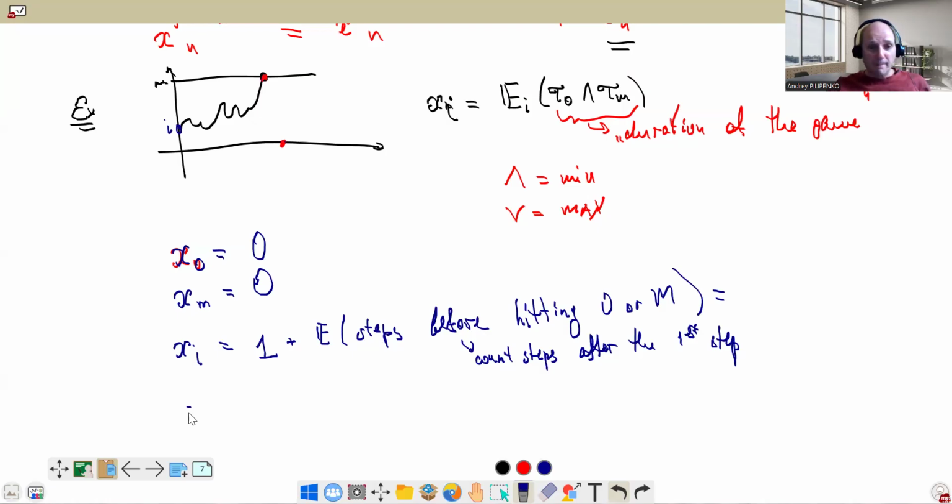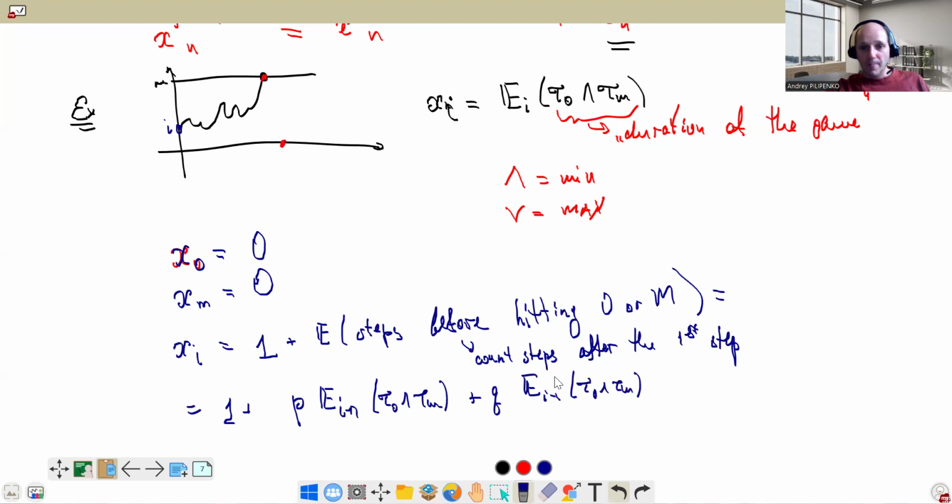And there are two possibilities. The first step is up, and then you step from i plus 1. And another possibility, the first step is -1, and then you start from i minus 1. So actually, we do some conditioning here: with probability p, you start from i plus 1, and then you count the number of steps until the hitting, tau 0 minimum tau m, the same thing. You start from i plus 1 and count next steps. Plus q, and you start from i minus 1. So xi satisfies, and you may see that this is xi plus 1, and this is xi minus 1.